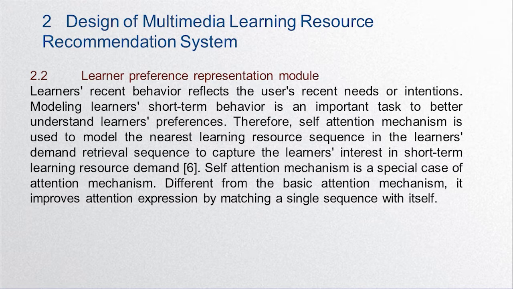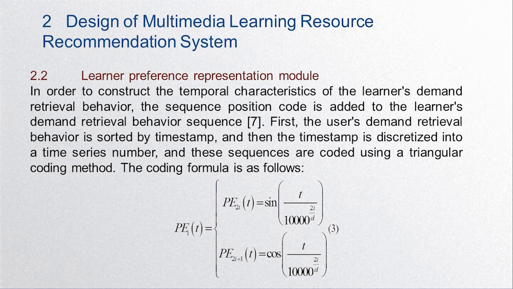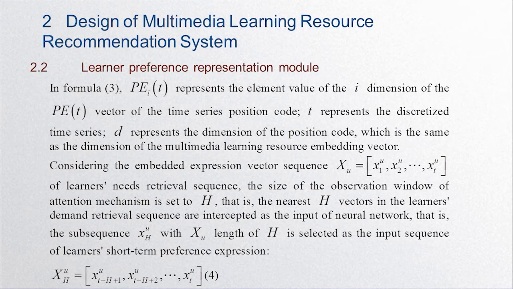Self-attention mechanism is a special case of attention mechanism. Different from the basic attention mechanism, it improves attention expression by matching a single sequence with itself. In order to construct the temporal characteristics of learner's demand retrieval behavior, the sequence position code is added to the learner's demand retrieval behavior sequence. Learner's preference representation module.